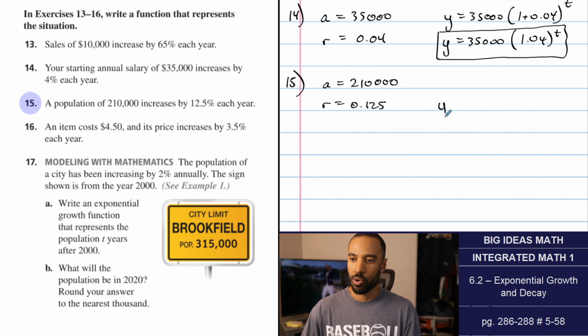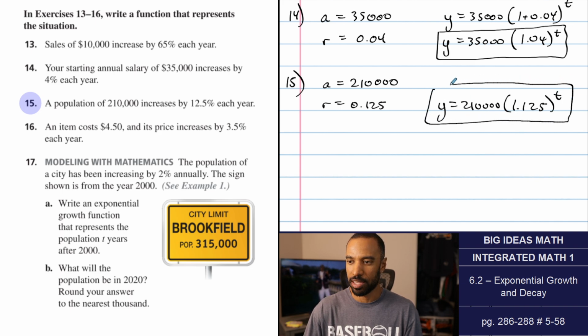So anyway, this one is going to be y equals 210,000, and then, like I said, 1 plus this is just that. So straight up, you can get right into there. But do make sure that you simplify it, just like I did. And then we're all good.